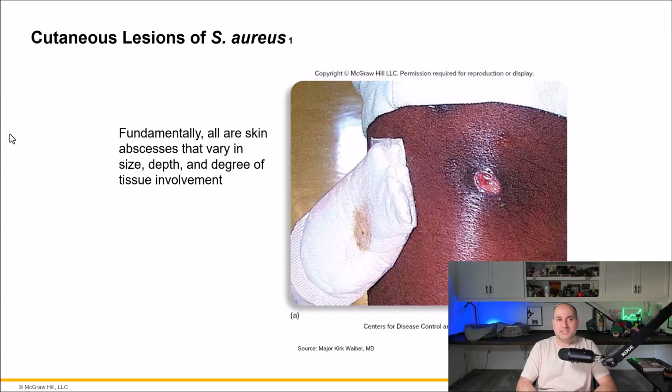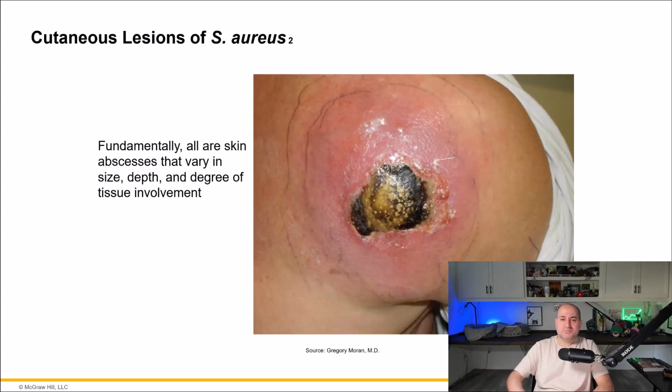Here you can see a lesion. This is known as a cutaneous lesion. That means a lesion on the skin, and that's a telltale sign of staph infection. Staph causes skin abscesses, and they can vary in size, depth, and degree of tissue involvement. This image shows you a somewhat minor abscess from Staph aureus, and this image shows you a much more severe abscess. But both of these are Staph aureus infections.